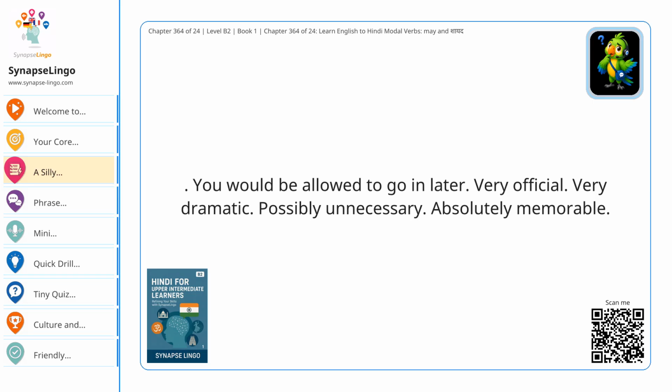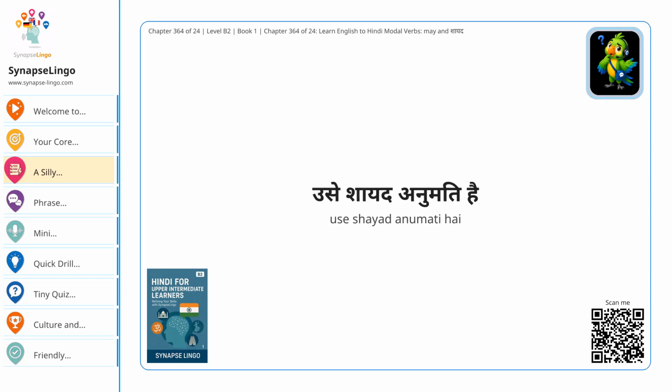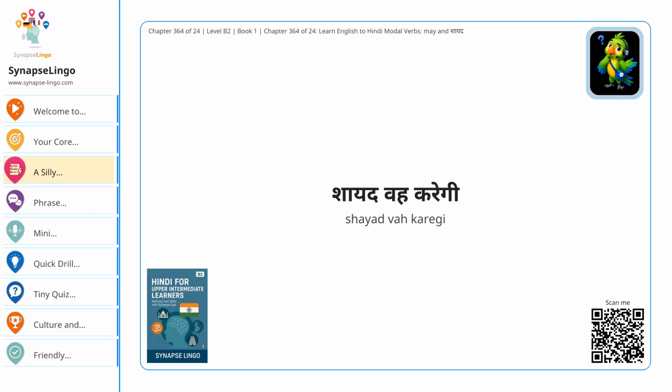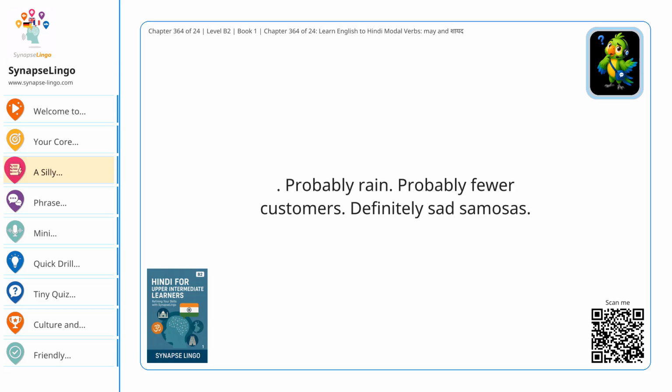A man in a hat approaches. The guard studies a paper, squints at the sky, and mutters, उसे शायद अनुमति है. He is likely allowed to. The guard apparently speaks in suspense. A woman near the phone desk might call the manager. Someone says, शायद वो करेगी. She is likely to do it. Clouds gather. The snack seller sighs, शायद. Probably rain. Probably fewer customers.